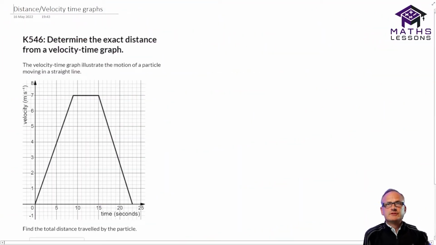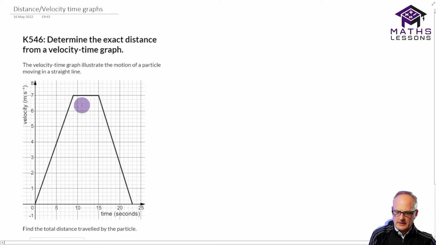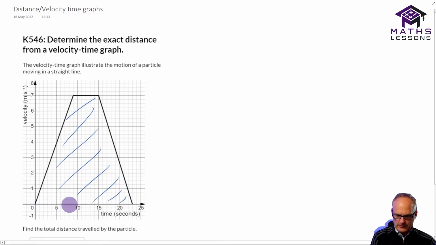Okay, moving on now, we're going to look at some other things, such as determining the exact distance from a velocity time graph. Now, in a velocity time graph, the area under the graph is equal to our distance traveled. If you think about it, if we have our velocity and we times it by the time, that gives us our distance traveled. You should know that already from previous maths and physics lessons. Velocity times time will give you a distance traveled, and therefore it gives you the area under the graph.